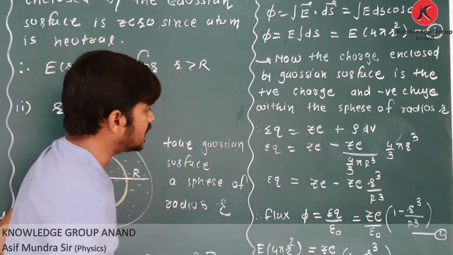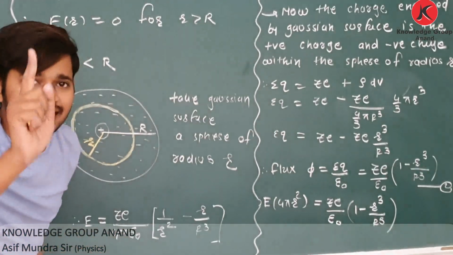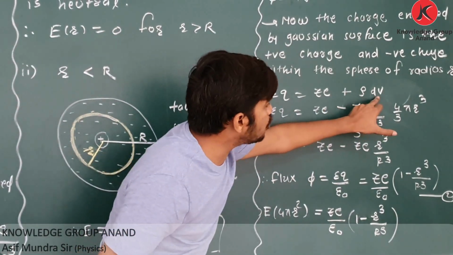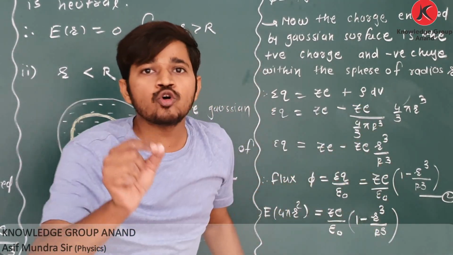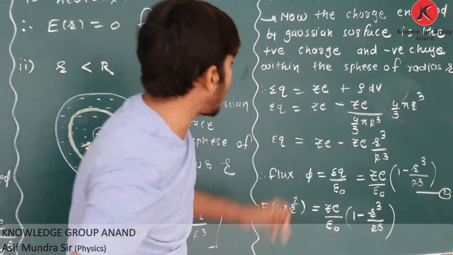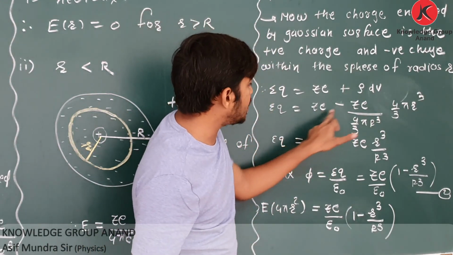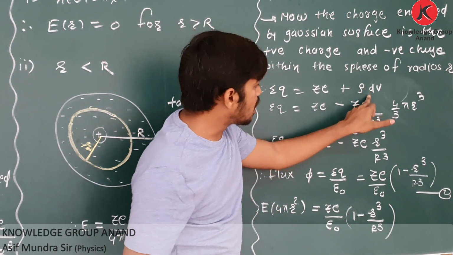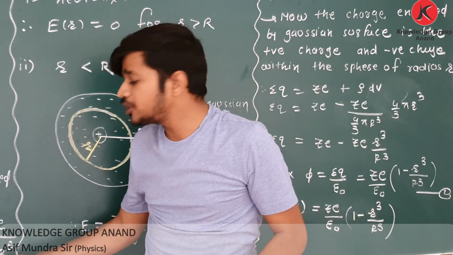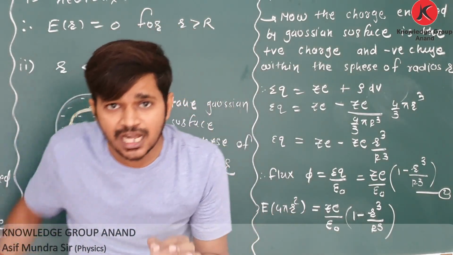So how to find the total charge? Total charge sigma q is equal to Ze, the total positive charge of the nucleus, plus rho dV. What is rho dV? Rho dV is the charge enclosed by the sphere of radius small r. Now put the value. Sigma q is equal to Ze minus, why minus? Because rho is equal to minus Ze upon 4 by 3 pi R cube. What is the charge density of the negative charge?